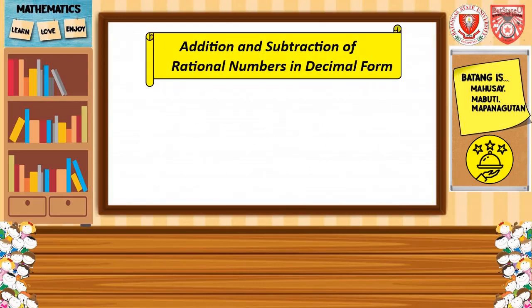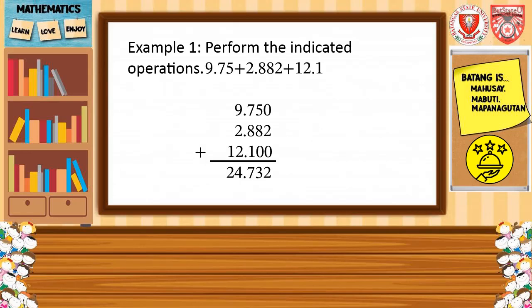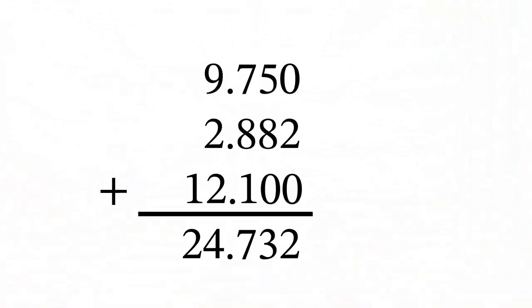Adding and subtracting rational numbers in decimal form. Decimals are added and subtracted just like whole numbers. First, align the decimal points, then add or subtract in columns, then insert the decimal point in the answer immediately beneath the decimal points in the numbers being added or subtracted. Example number 1, perform the indicated operations: 9.75 plus 2.882 plus 12.1. So first, we're going to align the decimal points before adding.